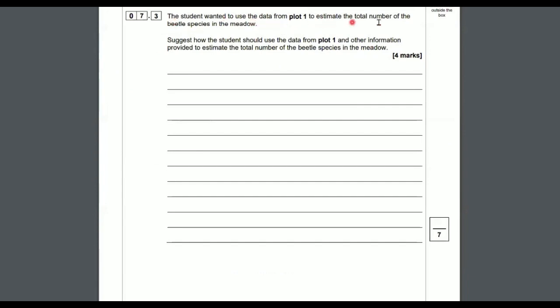7.3, the student wanted to use the data from plot 1 to estimate the total number of beetle species in the meadow. Suggest how the student should use the data from plot 1 and the other information provided to estimate the total number of species in the whole field or the whole meadow.